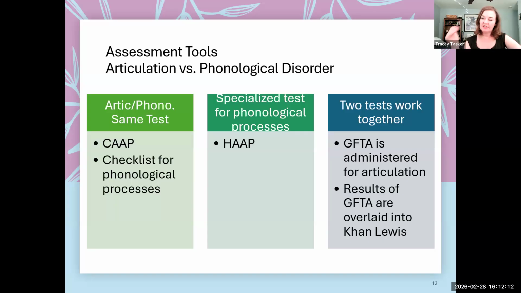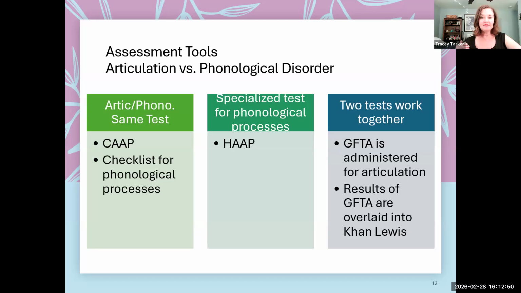And this distinction, this diagnosis between articulation disorder and phonological disorder, often comes into play when we're choosing a test. Okay, so sometimes articulation and phonology are within the same test. For example, there's a test called the CAP, and you do citation testing for sounds and words. And then there's a checklist where you transcribe the errors to see if there's a pattern. So that's all in one encompassing test.